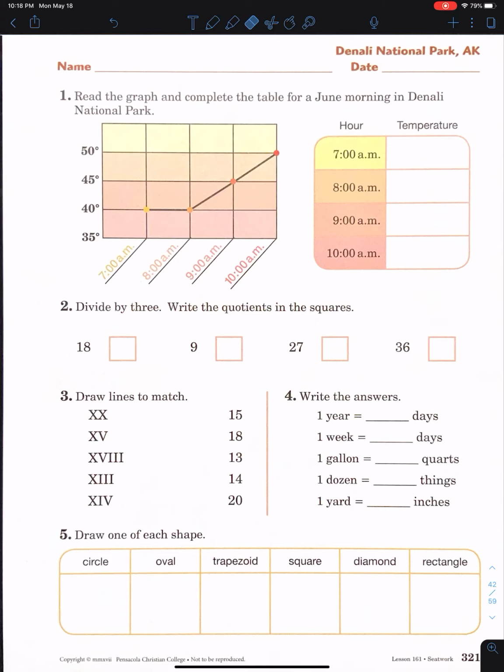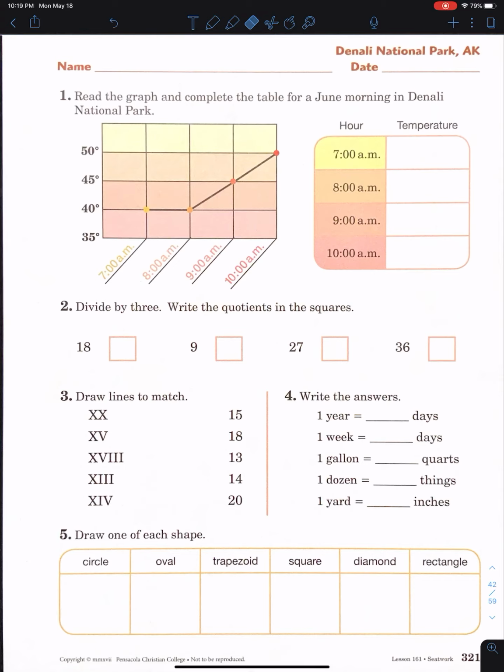Number 1, read the graph and complete the table for a June morning in Denali National Park. Well, this chart is telling the different temperatures for different times of the day. On the left-hand side of the chart or the graph, the temperatures start at 35 degrees and go up to 50 degrees. There is a 5-degree difference in between each box. So it starts at 35, 40, 45, 50. Now we're going to look to the right and we're going to fill in this chart.